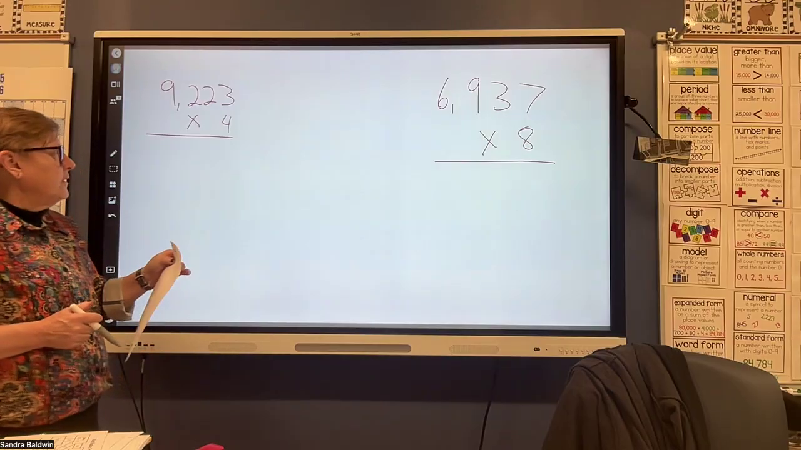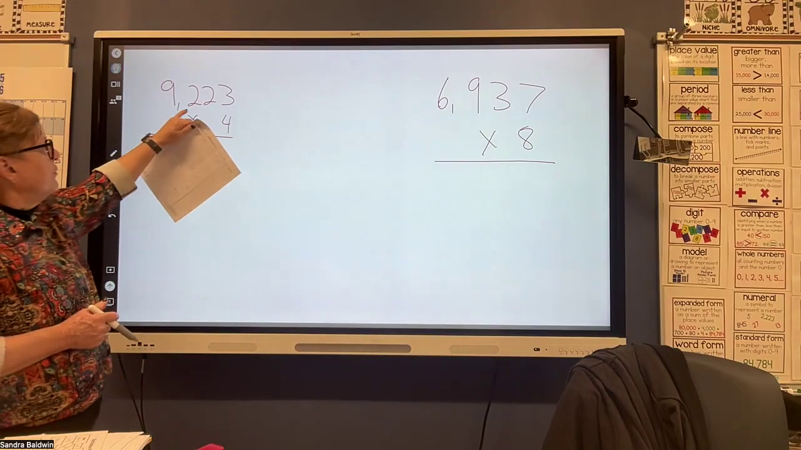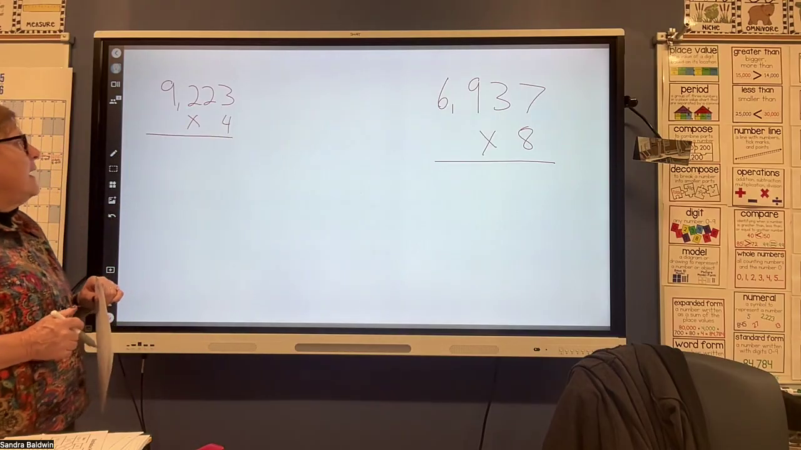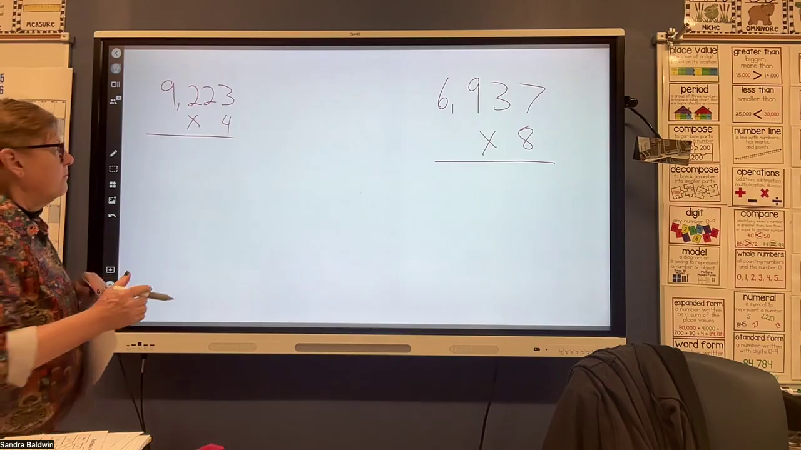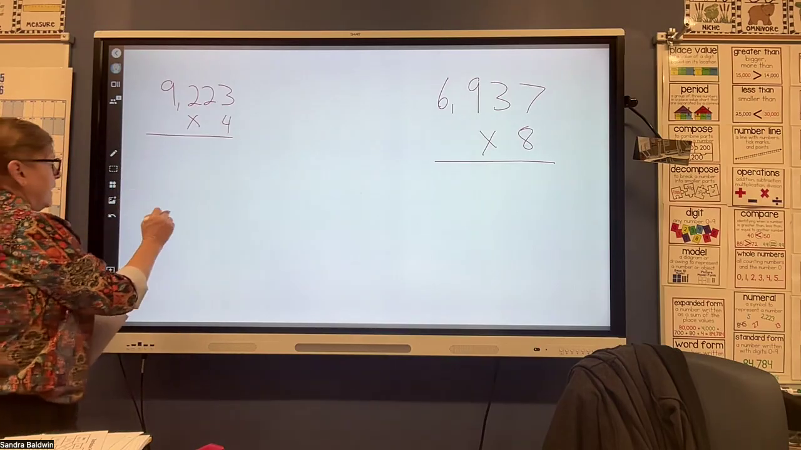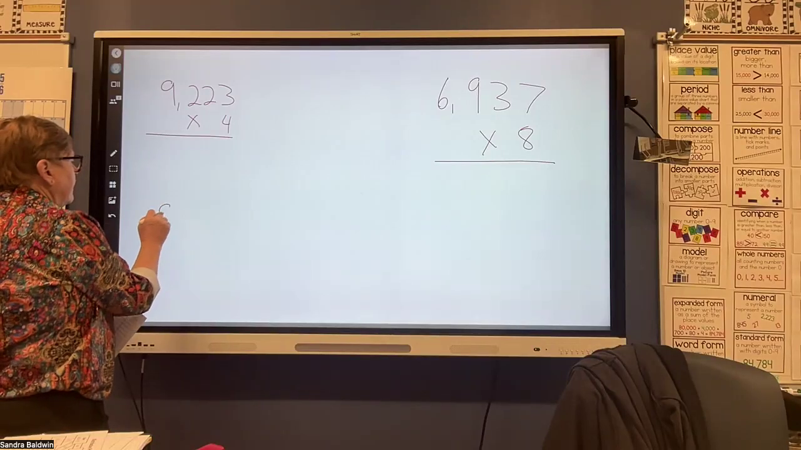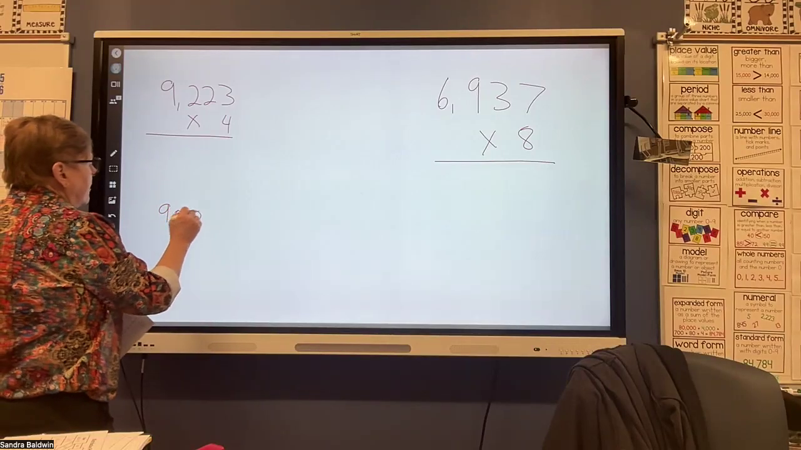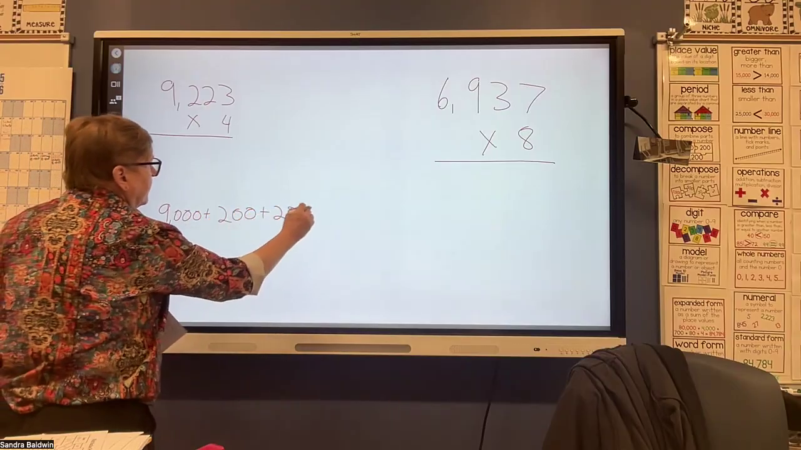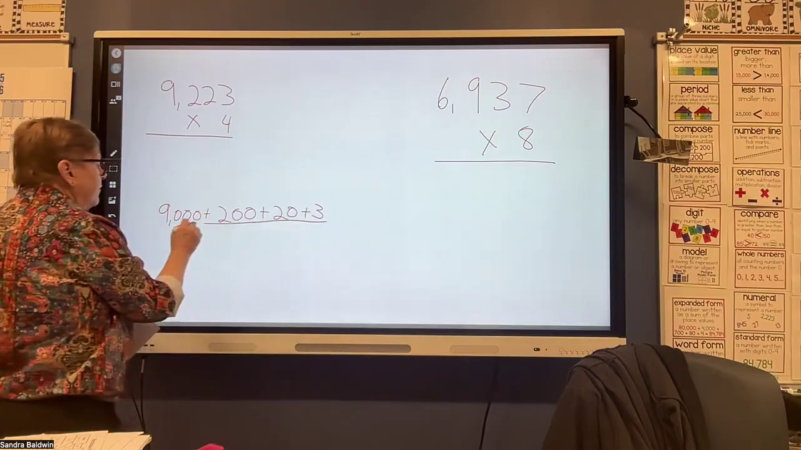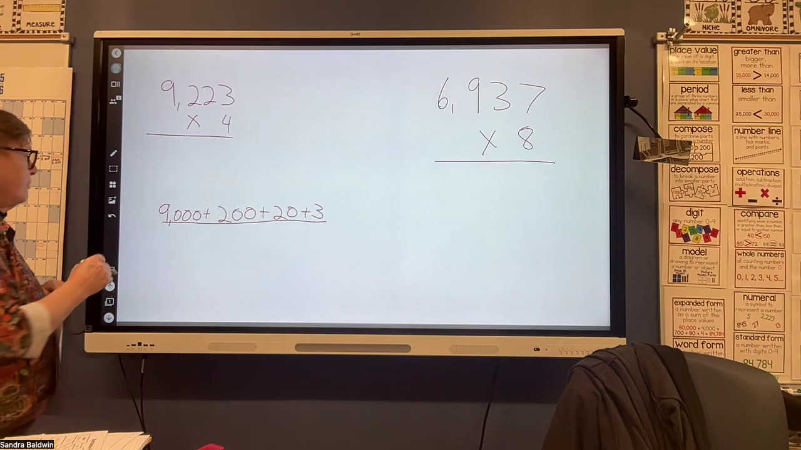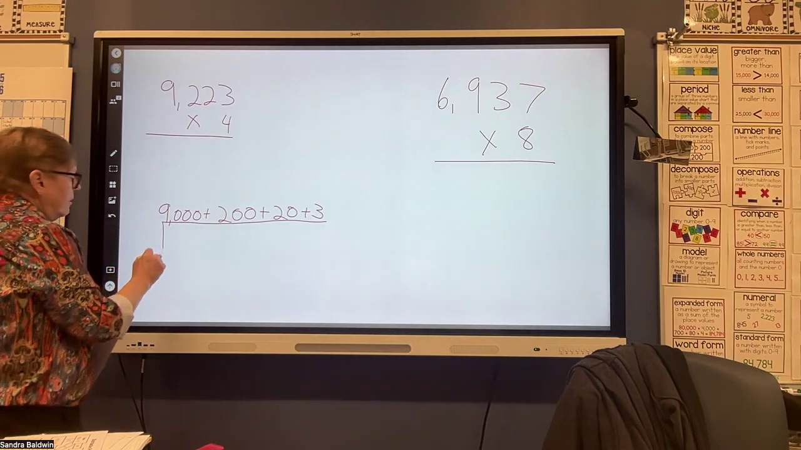Step 2, I'm going to take the big factor, the one that has multi-digits, and I'm going to rewrite that factor in expanded form. Of course, that's 9,223. So down here, I'm going to write 9,000 plus 200 plus 20 plus 3. I'm going to draw a line under that. That's the top part of my box or my rectangle that I'm going to use.